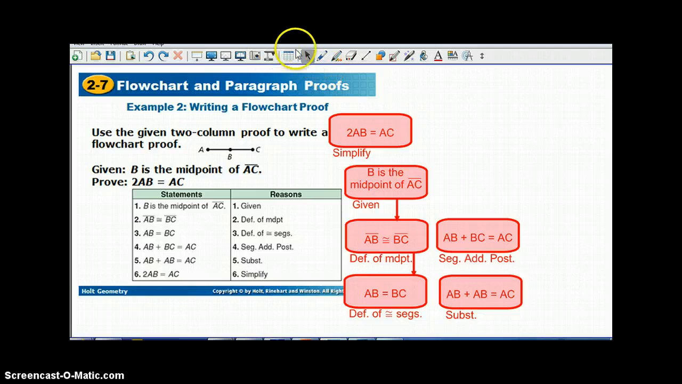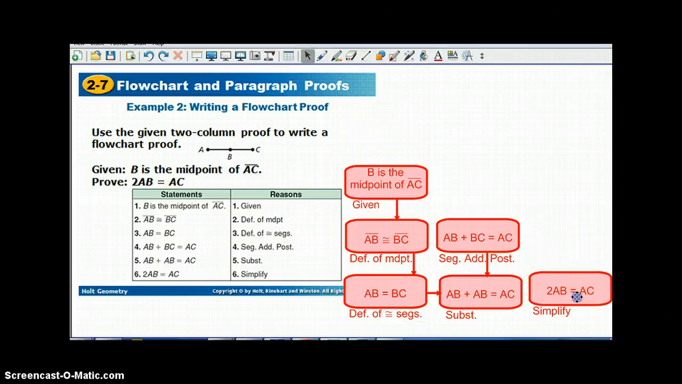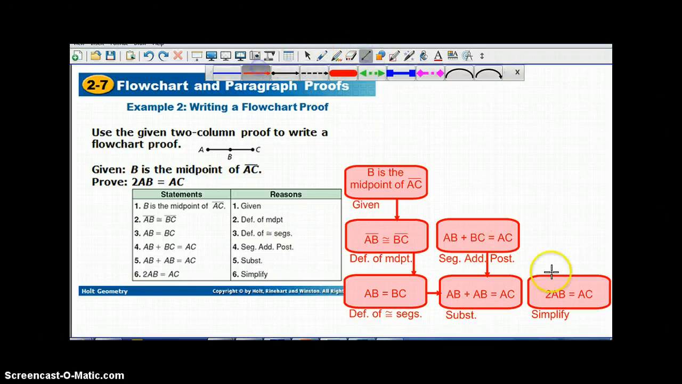Now I need to show that this statement and this statement give me this statement. So finally, we can finish our proof with this statement. And again, you'll need to draw your arrow linking the previous statements to this one.